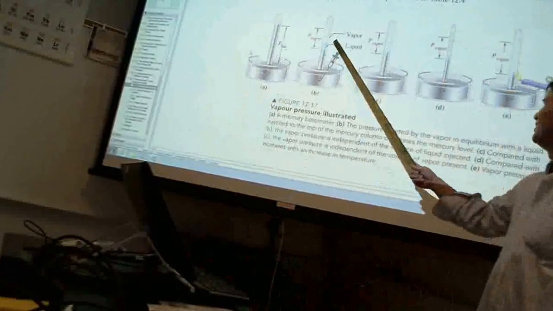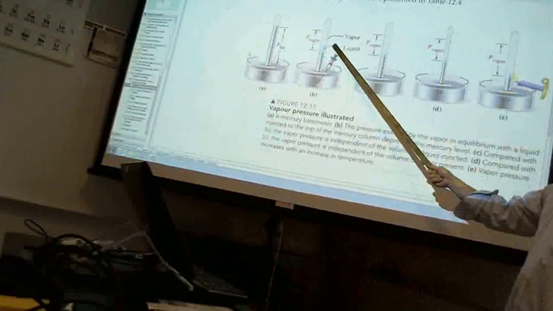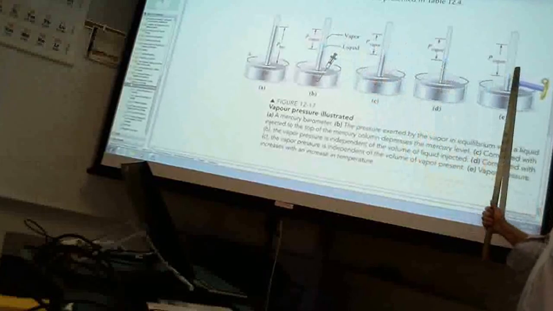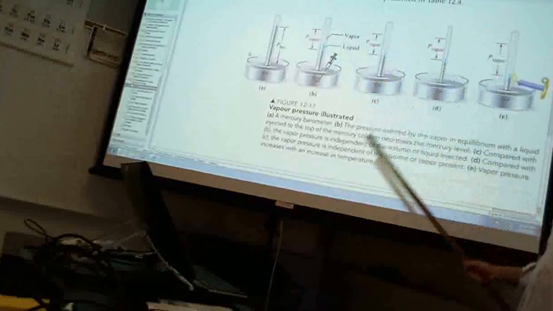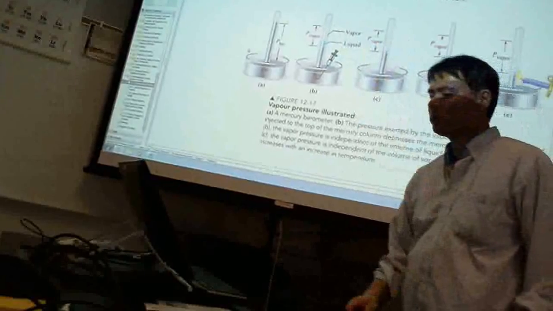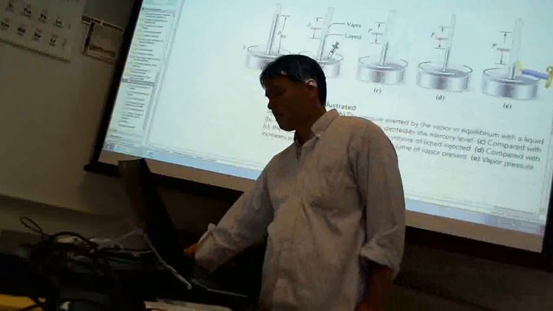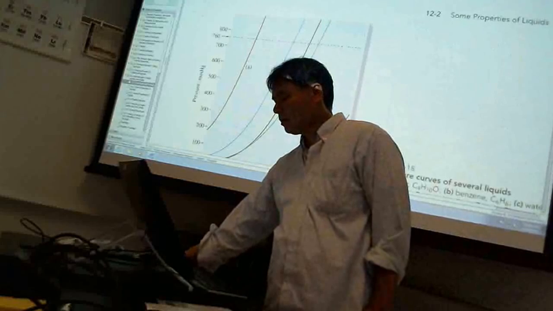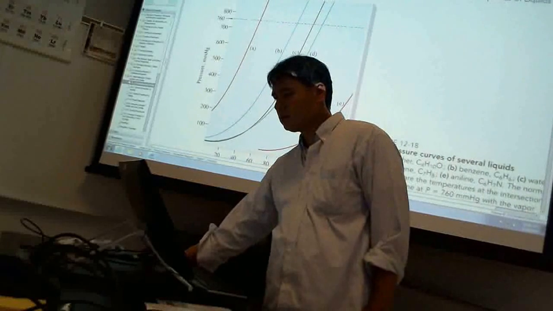So here they're just showing the vapor pressure. Here, the vapor pressure is going to increase with temperature. This is a way to measure the vapor pressure. Let's look at some data.